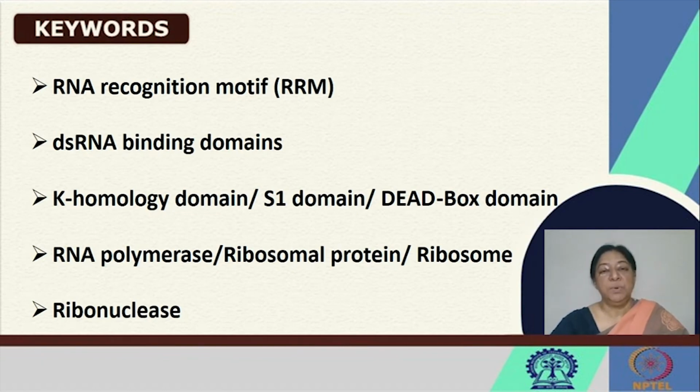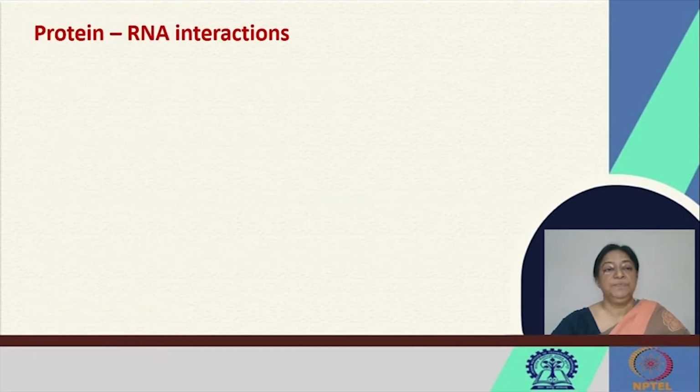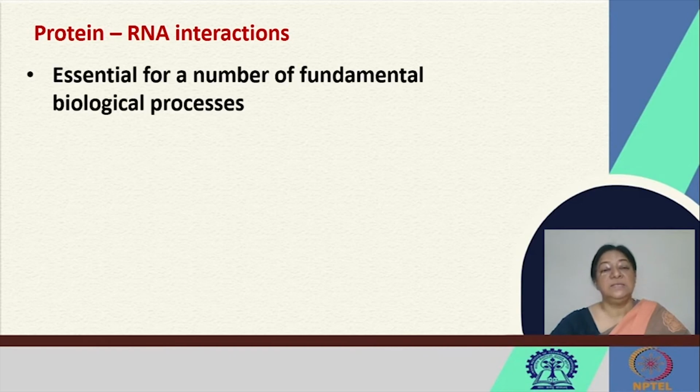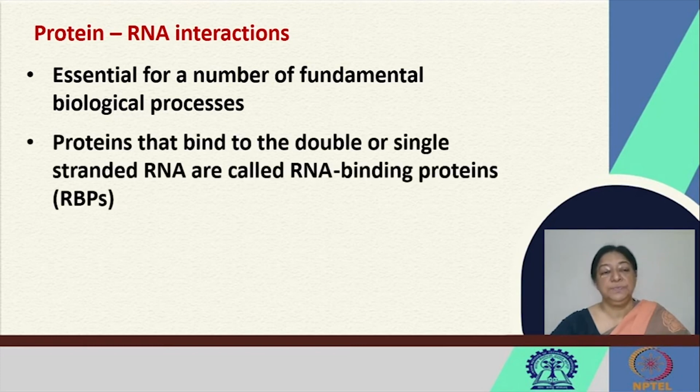We had looked at the polymerase proteins when we discussed our lectures on motor proteins. When we look at protein RNA interactions, we understand that they are essential for a number of fundamental biological processes, because we know that we have our central dogma of biology where we go from DNA to RNA to protein. So RNA has an extremely important role to play in this specific process.